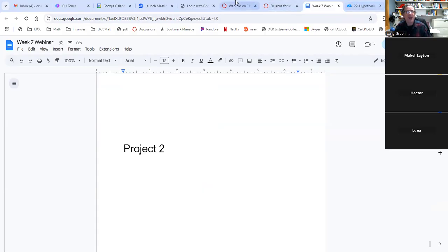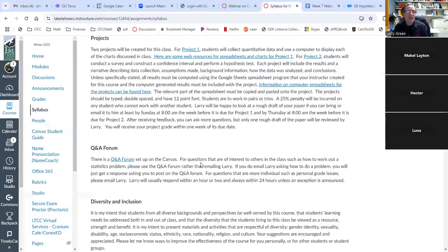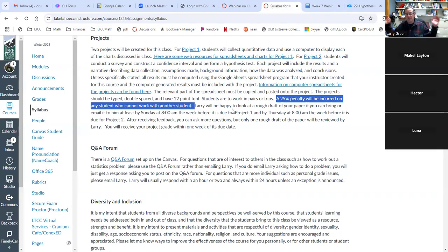Okay, so let's go to the syllabus, here's project 2. And just note, there are some things that have not changed, and I want to strongly tell you this. There's a 25% penalty if you end up not working with a partner or two partners, even better, a group of three. Okay, so make sure you find partners. And that's really important.